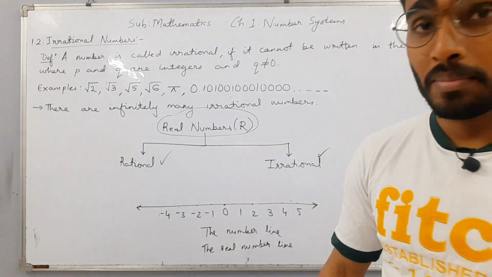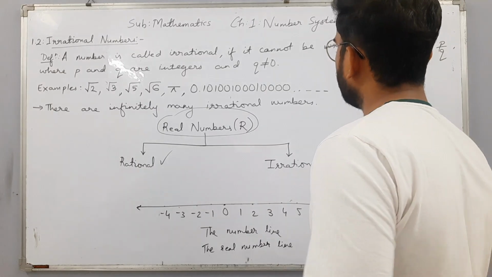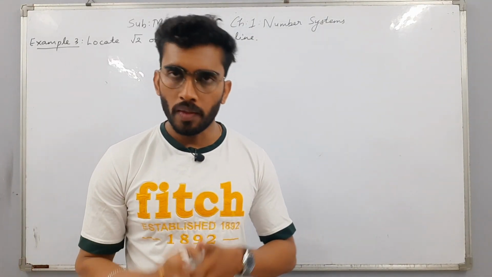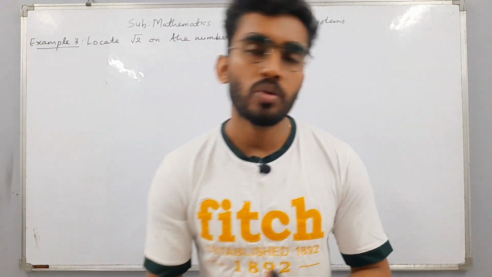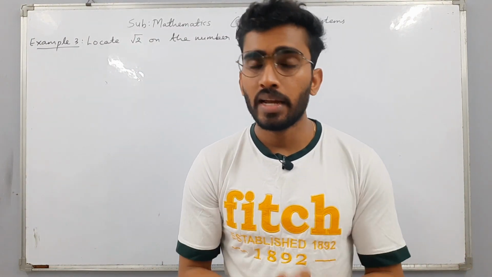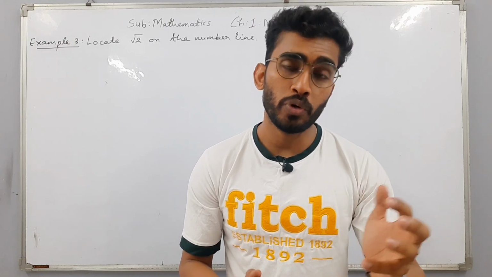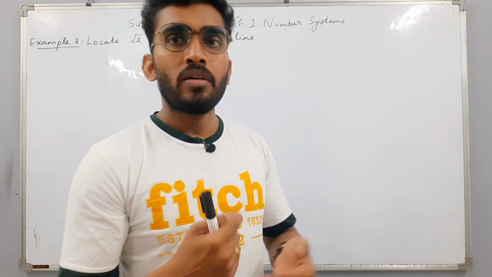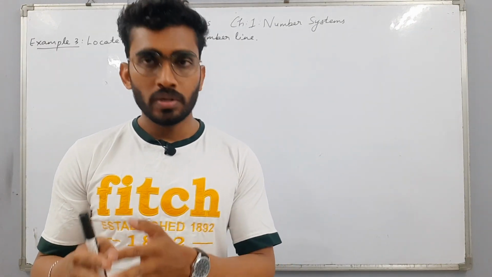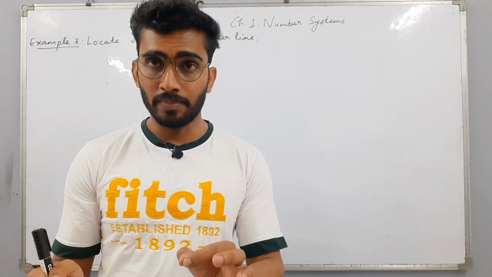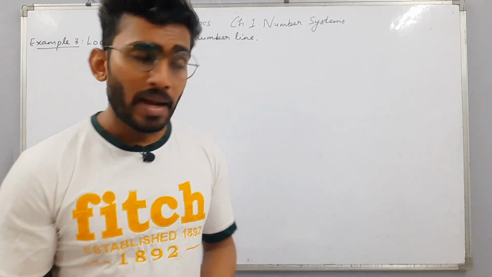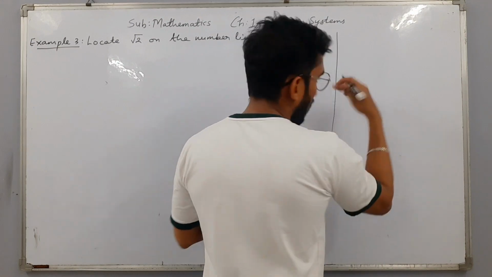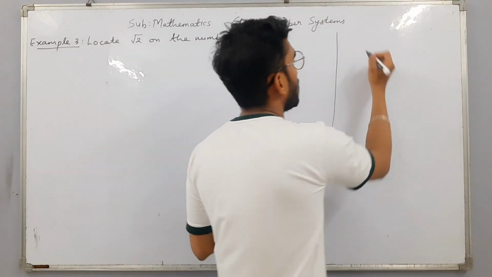Alright students, now let's start example number 3. Example number 3 is: locate root 2 on the number line. Now you all know that root 2 is an irrational number, and we have to show it on the number line. To show this kind of irrational number which are in root, we have to use a theorem which is called Pythagoras theorem. So before we start example number 3, understand what is Pythagoras theorem.